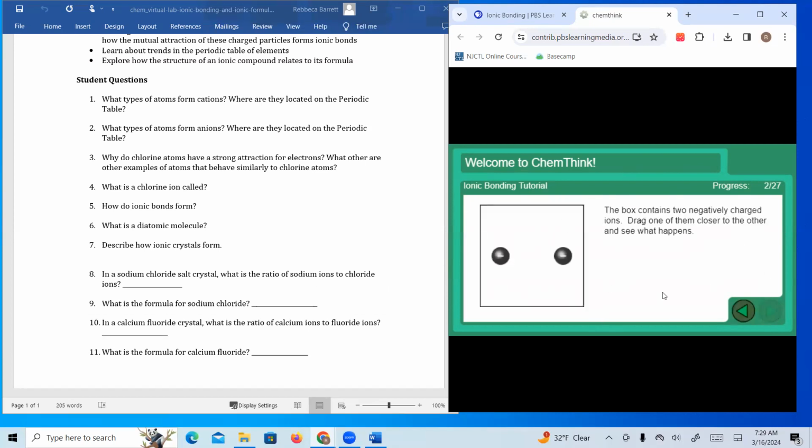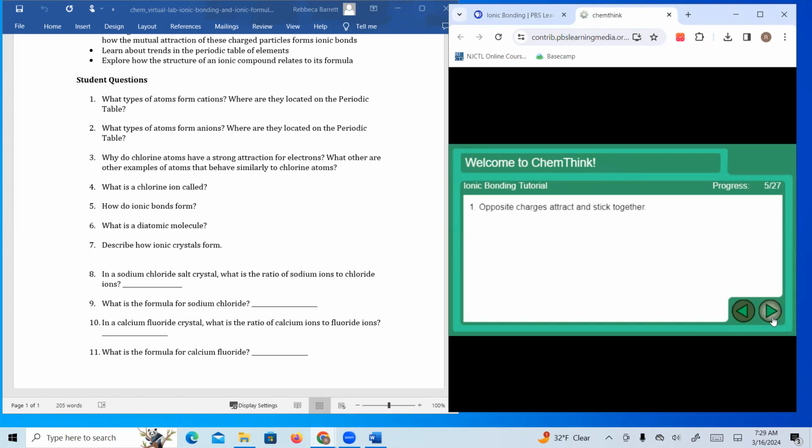First of all, just a little introduction. You're just going to use the arrows to go through and complete the tutorial. The box contains two negatively charged ions. Drag one of them closer to the other and see what happens. Okay, so you can see what's happening there. Now let's look at how ions with opposite charges behave. If I move one of the ions closer, what happens? Just make some observations there. The opposite ions attract each other, and when close enough, they stick together. So how can we use this to build ionic compounds? One, opposite charges attract and stick together. Like charges repel each other.